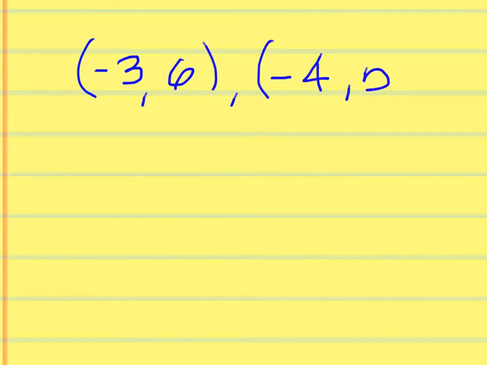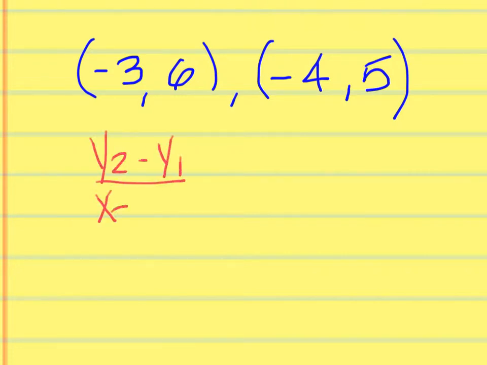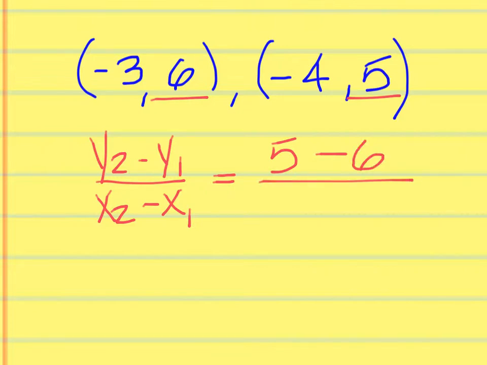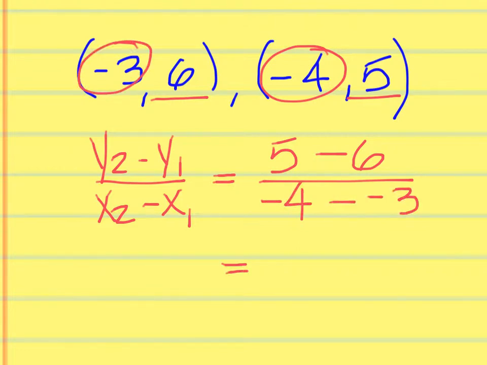The points are negative 3, 6, and negative 4, 5. Find the slope. To find the slope, given these 2 points, you're going to do y2 minus y1 over x2 minus x1. y2 is 5, and subtract y1, that's 6. And then on the bottom, x2 is negative 4, subtract a negative 3. That is negative 1 over a negative 1. The answer should be 1.